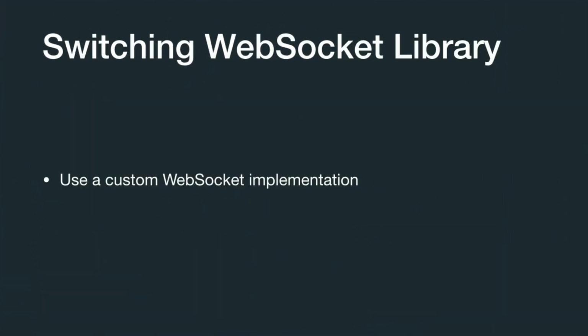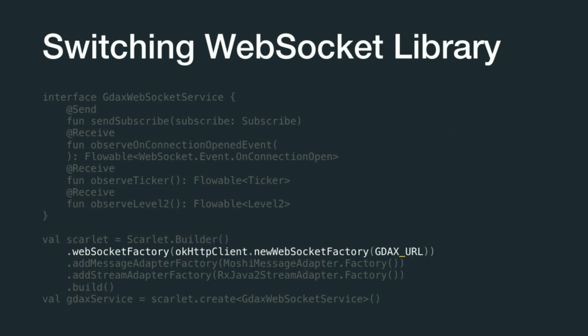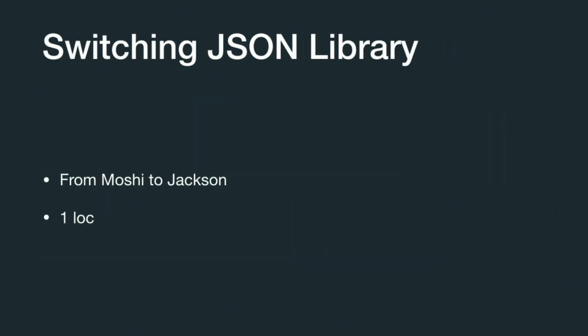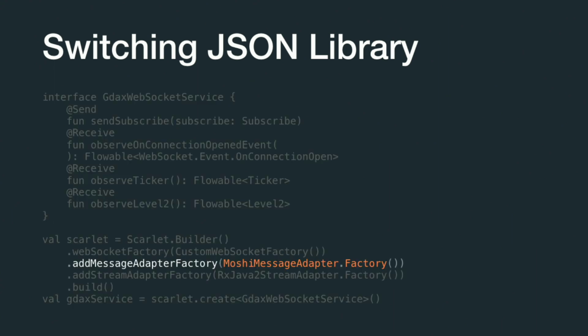Let's look at another example. Suppose we want to use a custom WebSocket implementation, and this only requires a one-line change. All we need to do is change a plugin. Similarly, switching JSON libraries is also a one-line change, like this.